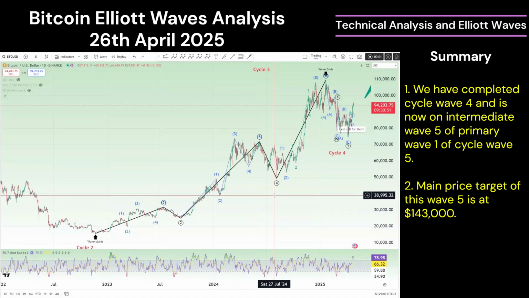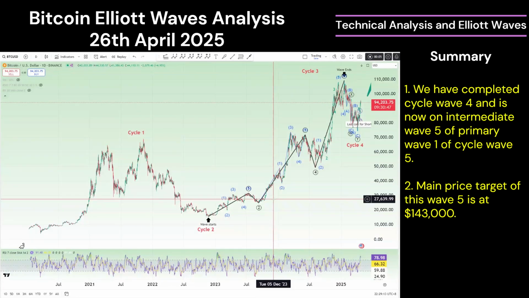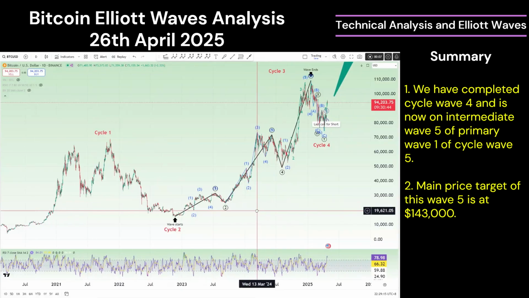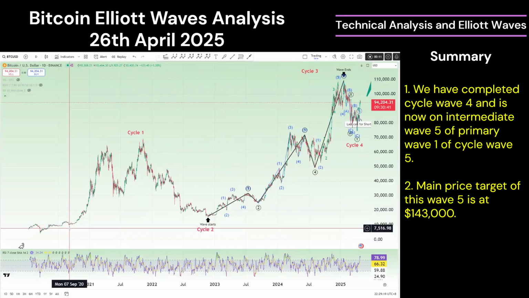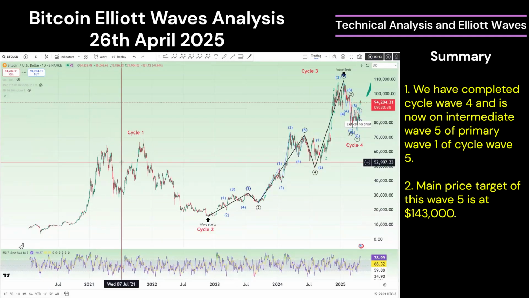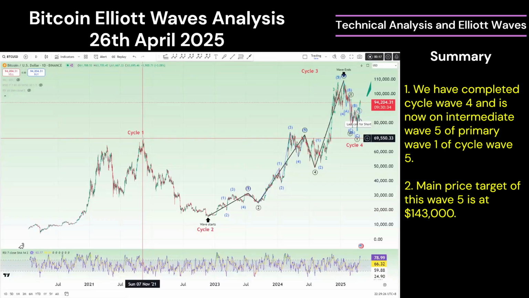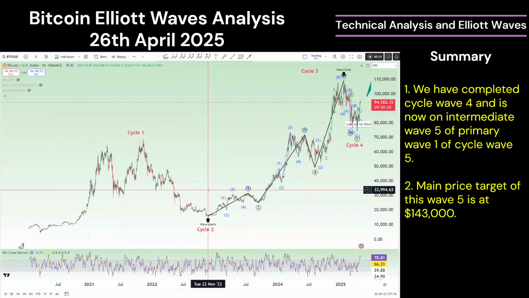Today I want to focus on Bitcoin. So over here we start with Bitcoin, the super big picture. Over here you see that I have labeled this as cycle wave one, which is until the 7th of November 2021, and then the wave two, which is on November of 2022.